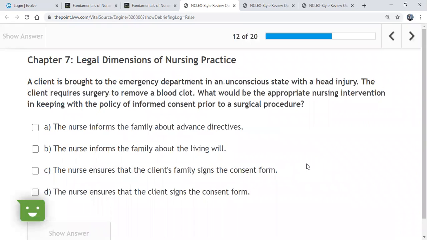The client is brought to the ER in an unconscious state with a head injury. The client requires surgery to remove a blood clot. What would be the appropriate nursing intervention in keeping with the policy of informed consent prior to a surgical procedure?